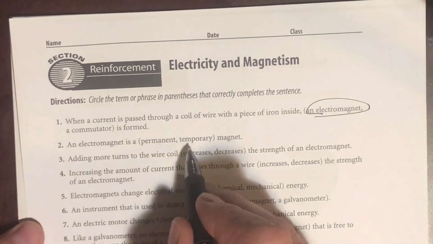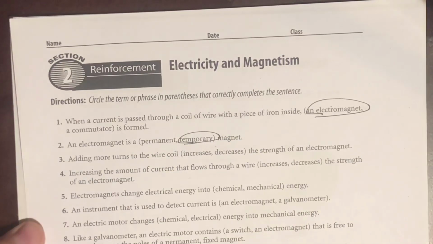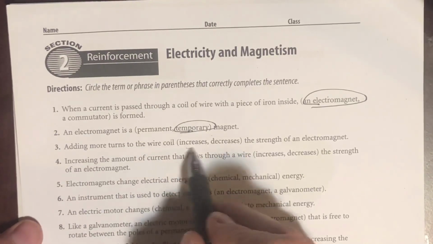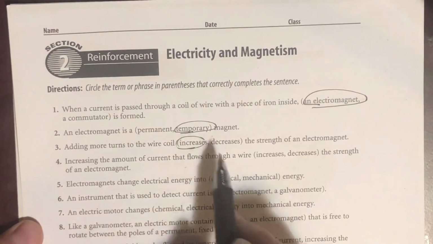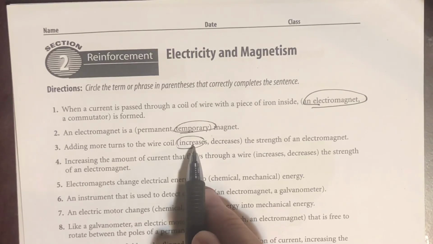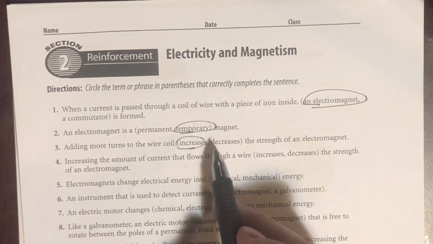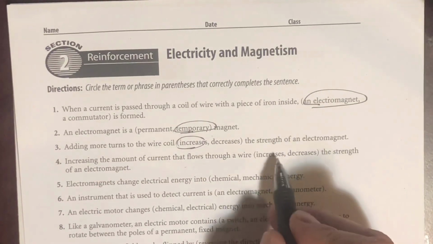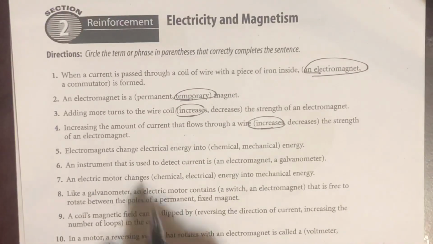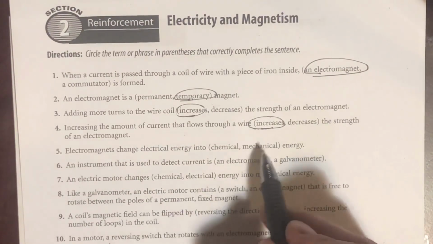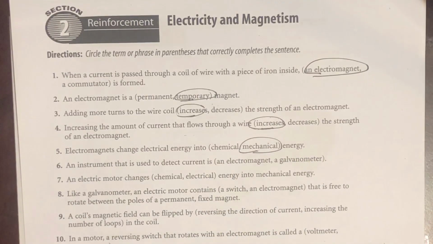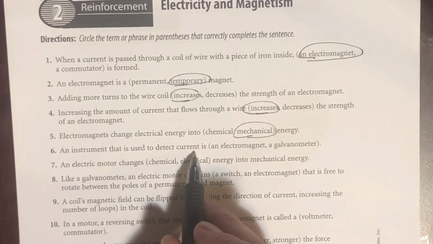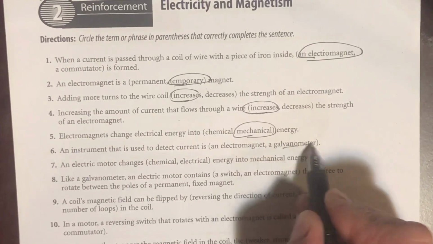An electromagnet, we can turn it on and off because we can turn the electricity on and off, so it's a temporary magnet. Adding more turns to the wire coil will increase the strength of the electromagnet. By the way, if you increase the electricity or the current going through those coils, you will also increase the electromagnet. Number 4, increasing the amount of current that flows through a wire also increases the strength of the electromagnet. Electromagnets change electrical energy into mechanical energy because you can magnetize things and get things to move in that magnetic field. An instrument that is used to detect the current is a galvanometer.